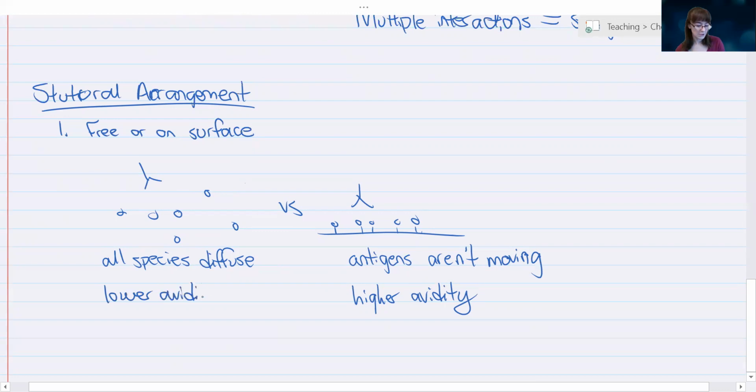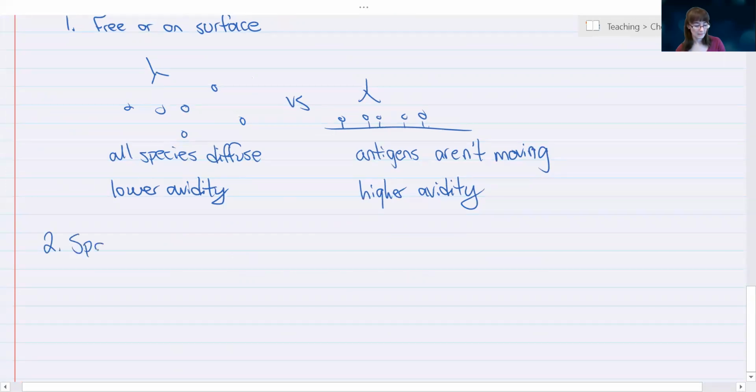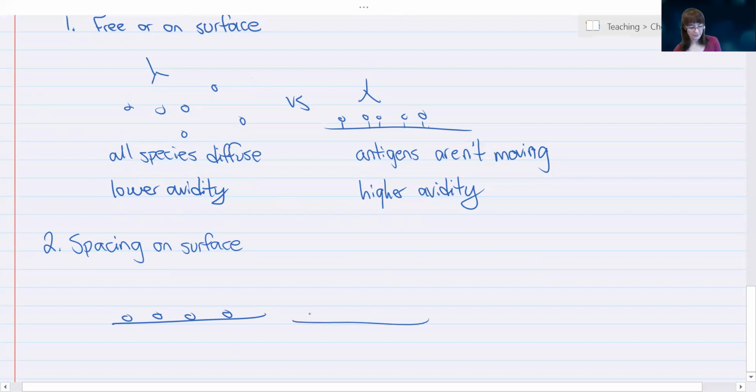Okay, we mentioned earlier that spacing on a surface matters. And so that's another way that structural arrangement can matter. You can ask yourself, let's say you had some antigens that were far apart versus some that were very close together, versus maybe some I'll draw over here that are really, really far apart. And let's say that the antibody is spaced like this. In which of these cases do you get an avidity bonus?